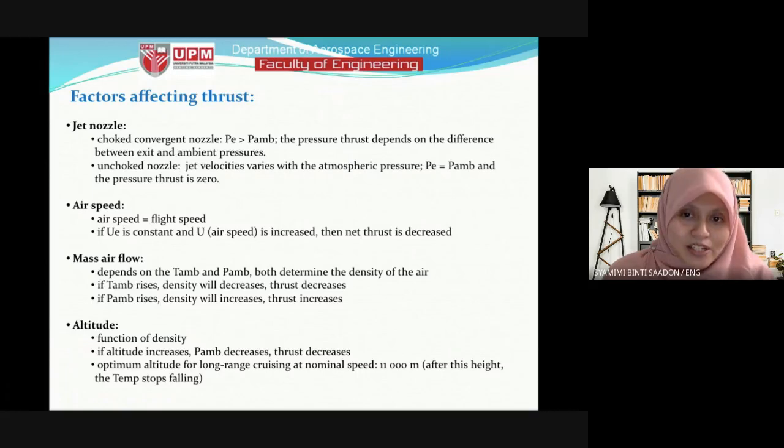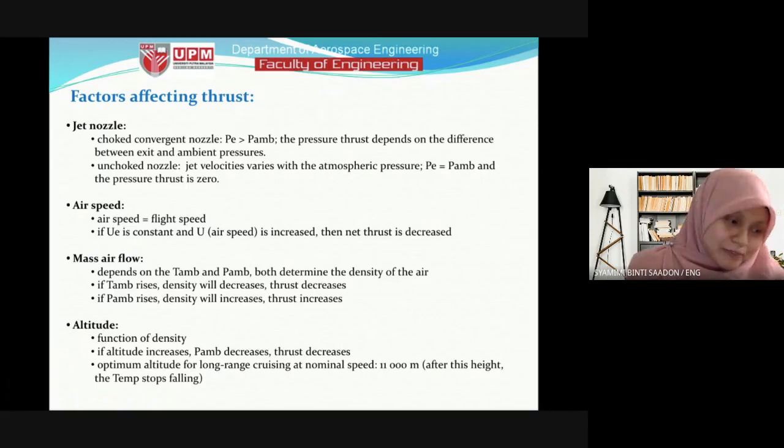So the pressure thrust depends on the difference between exit and ambient pressure. Since the exit pressure is higher, it is not the same value as the ambient pressure, so the pressure thrust exists. We cannot neglect it. The pressure thrust depends on the difference PE minus PA in the thrust equation just now, because PE here is different from ambient PA. For a choked nozzle, the exit pressure is higher than the ambient pressure.